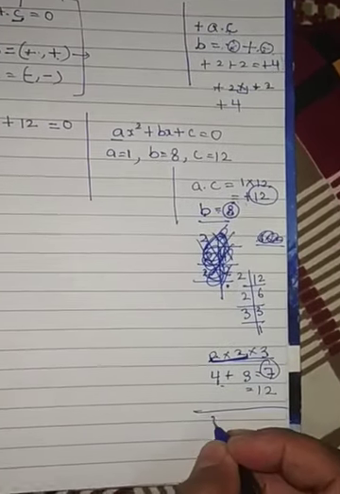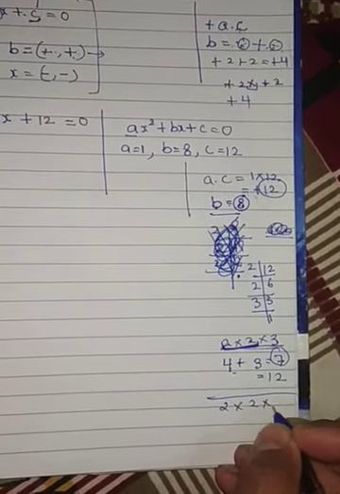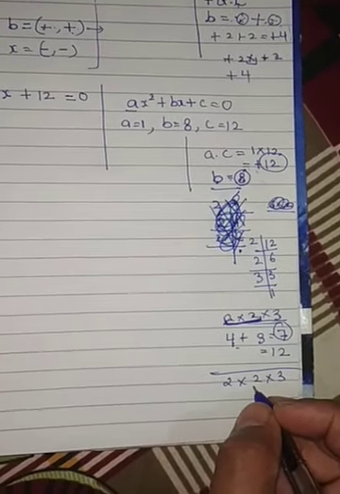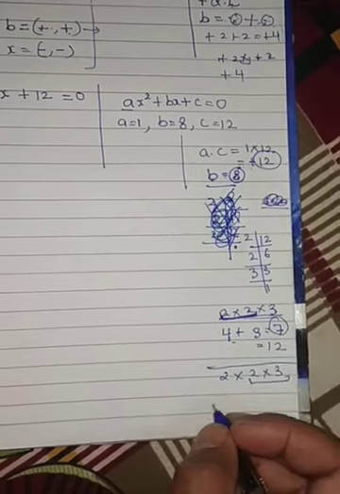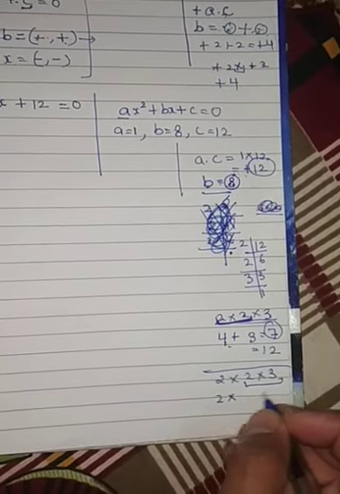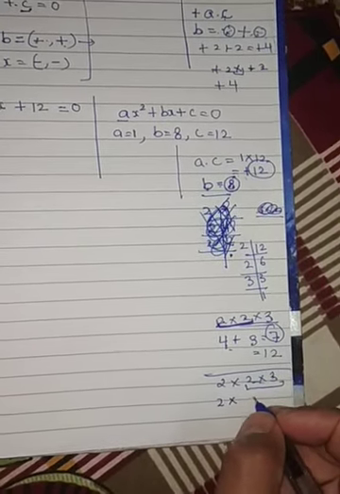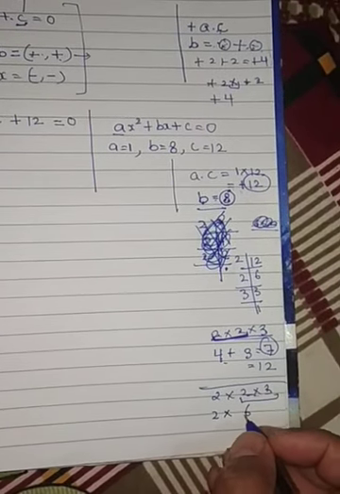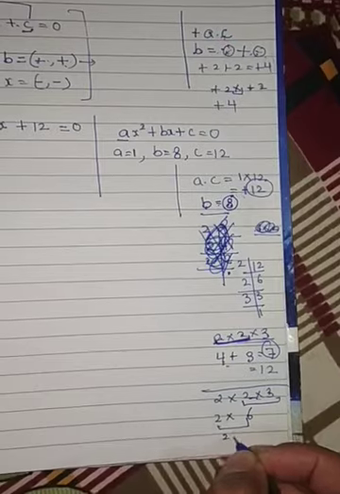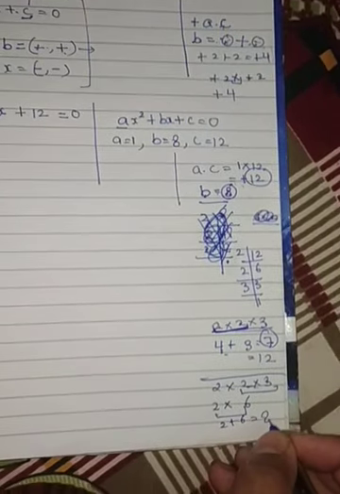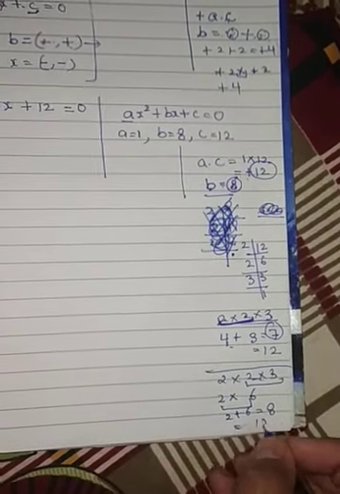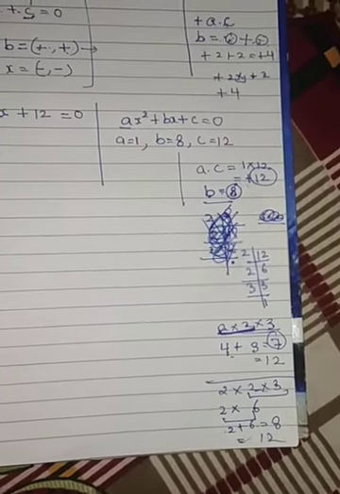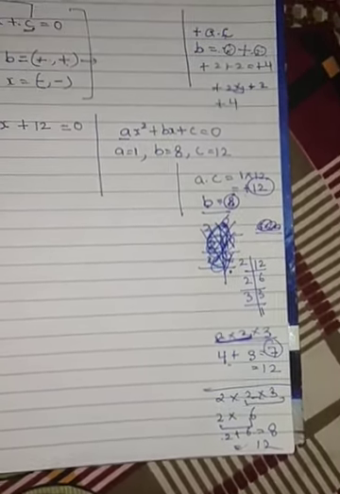Next point, 2 into 3. If I'm selecting these 2 numbers right here, 2 into 3, what? 6. When I add both numbers, 2 plus 6 is equal to how much? 8, and multiplication is equal to 12. So I can say both numbers here are 2 and 6.